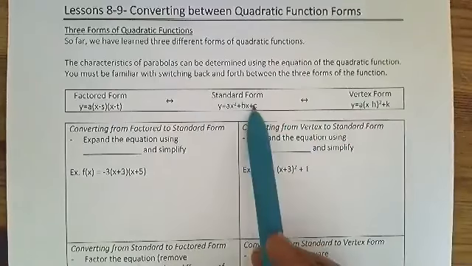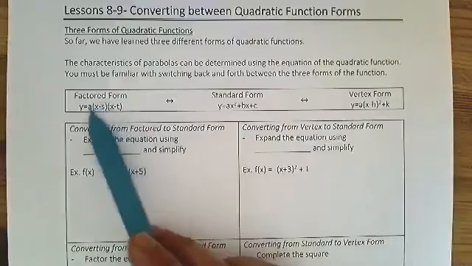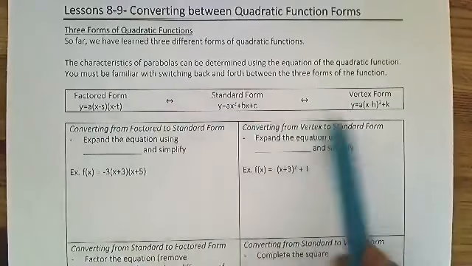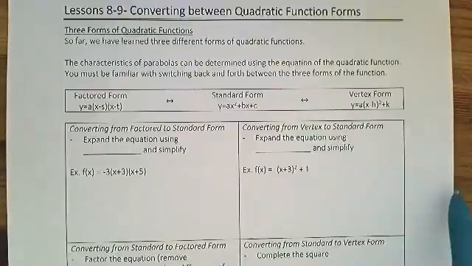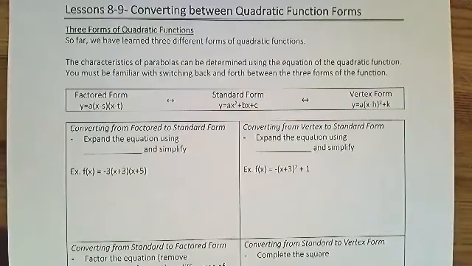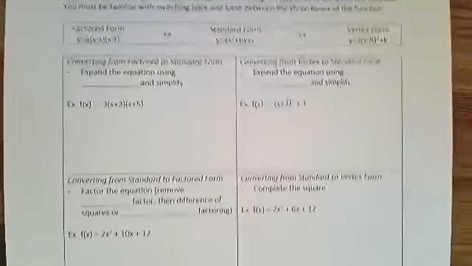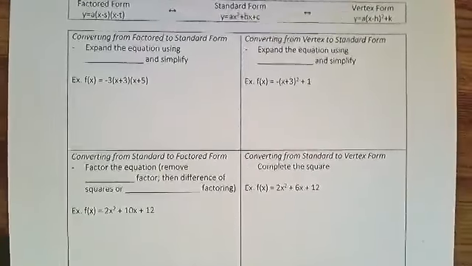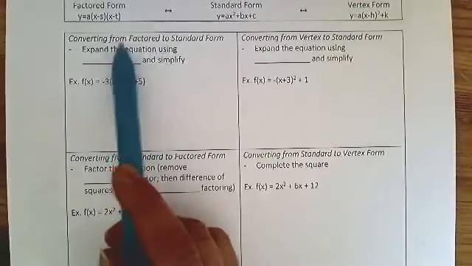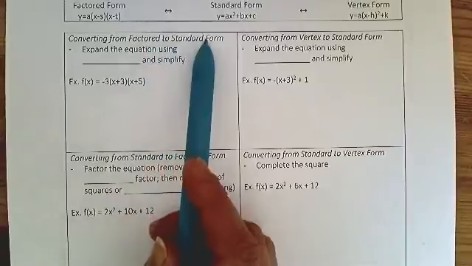So if we have standard form, how do we take that and make it look like factored form, or standard form and make it look like vertex form? So that's our goal today, is to learn some different strategies on how to convert from one form to the other. So let us get started with some examples here on converting first off from factored to standard form.